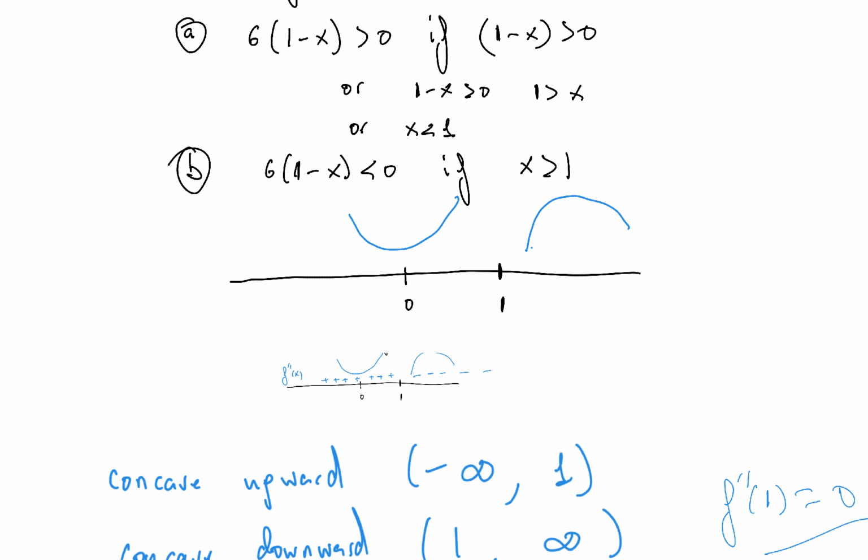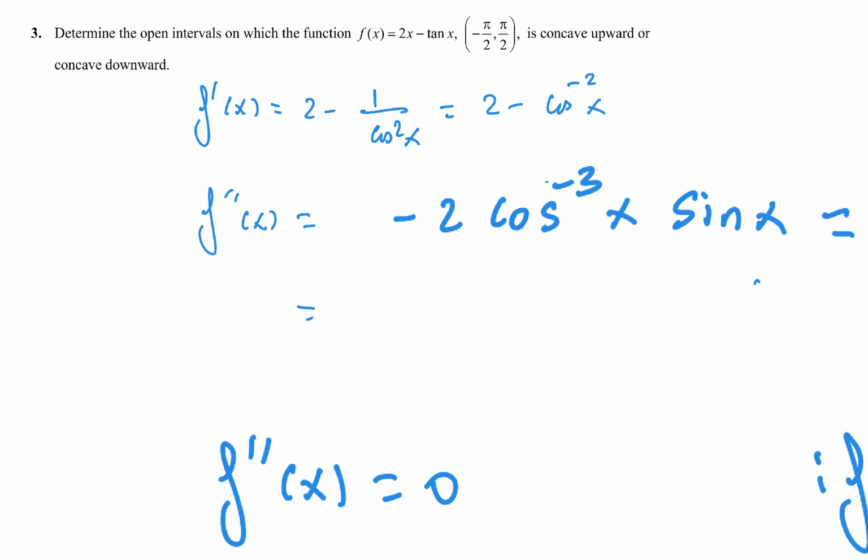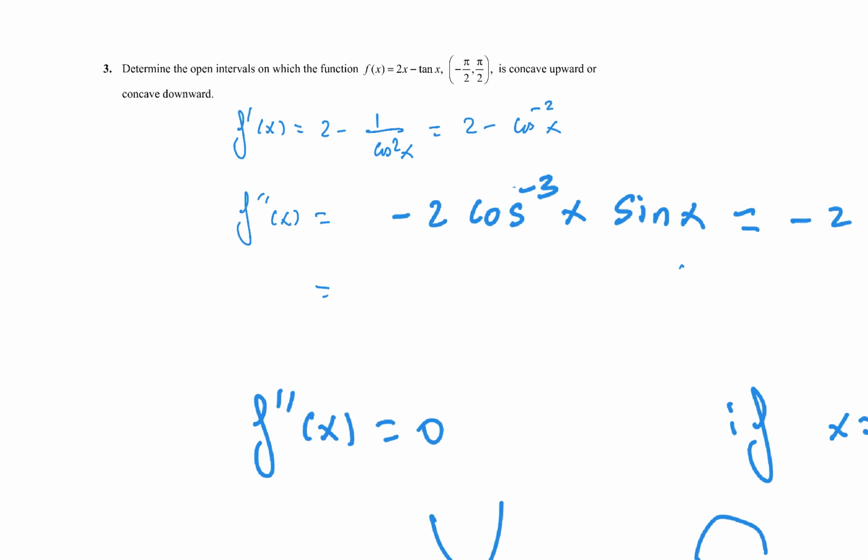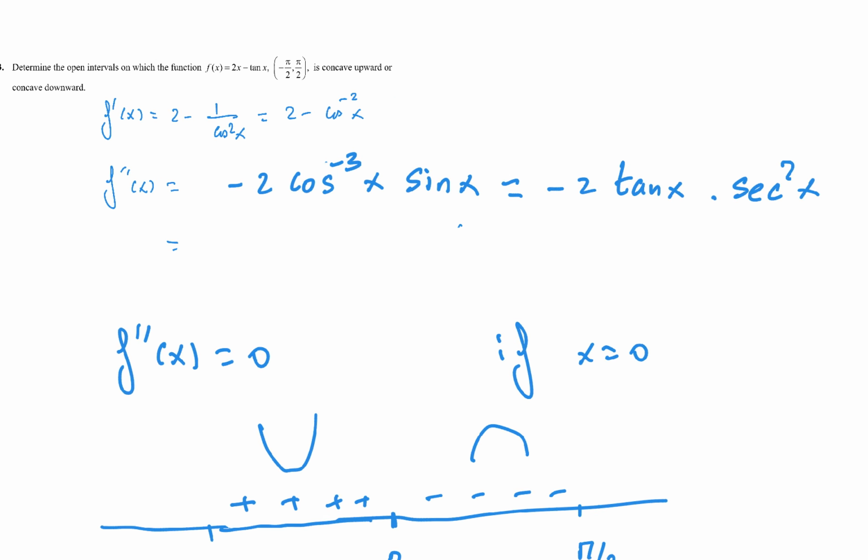Let's go to the next problem. Now we do problem 3. It's inside the open interval minus pi divided by 2 and pi divided by 2. What are the intervals where the function 2x minus tangent of x is concave upward or concave downward? Well, we do the same procedure. We find the second derivative and see where it is positive or negative. If we do the second derivative, applying the chain rule, you will find minus 2 tangent x secant squared of x.